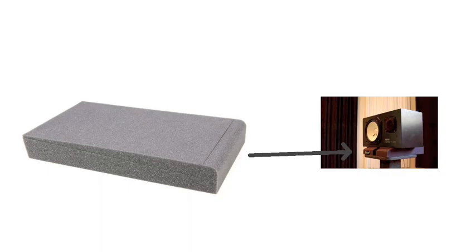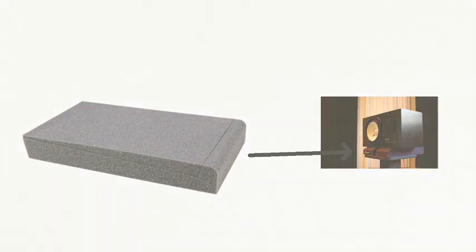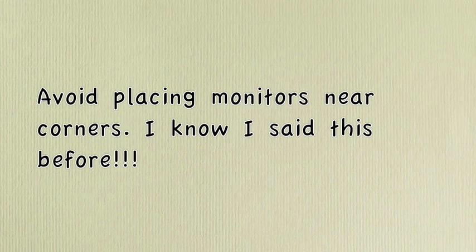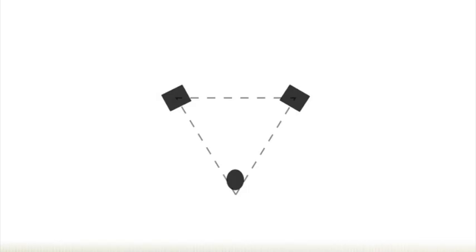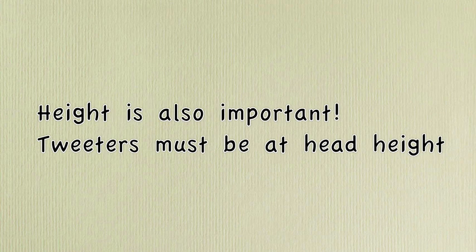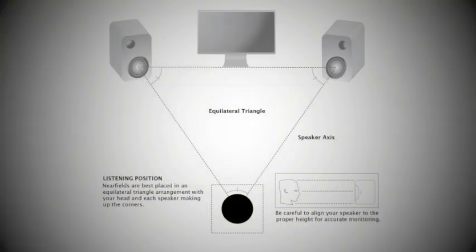Monitors are better placed on decoupling pads. Avoid placing monitors near corners. Place your monitors so that the tweeters are facing your ears, meaning that placement should be as much as possible for you and the two monitors to make the three corners of an equilateral triangle. Height is also important. Tweeters must be at head height. The closer the monitors are to the monitoring position, the more accurate placement must be achieved. A few centimeters can make a difference.